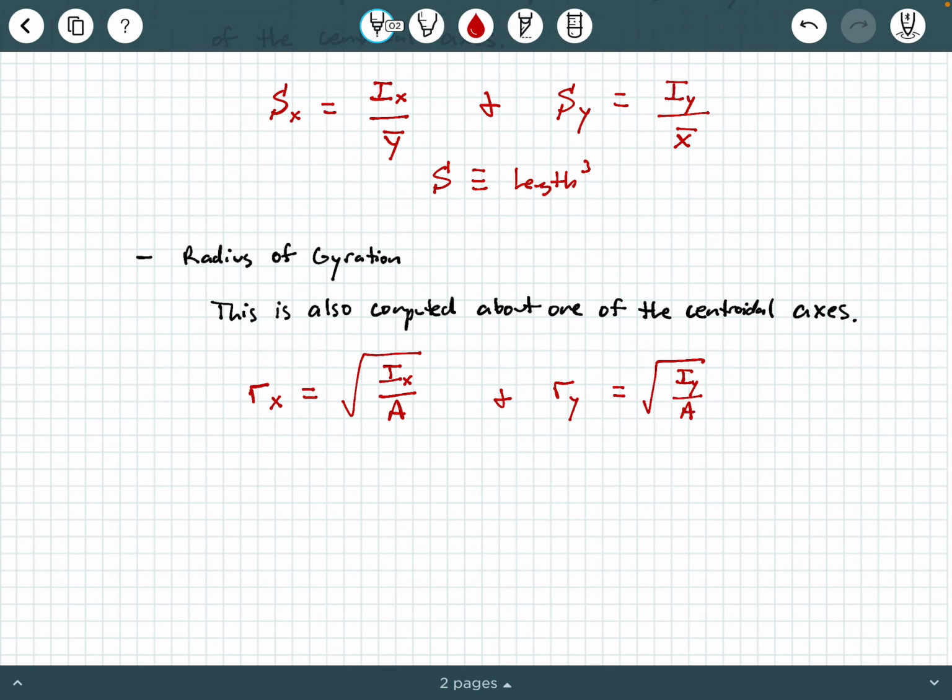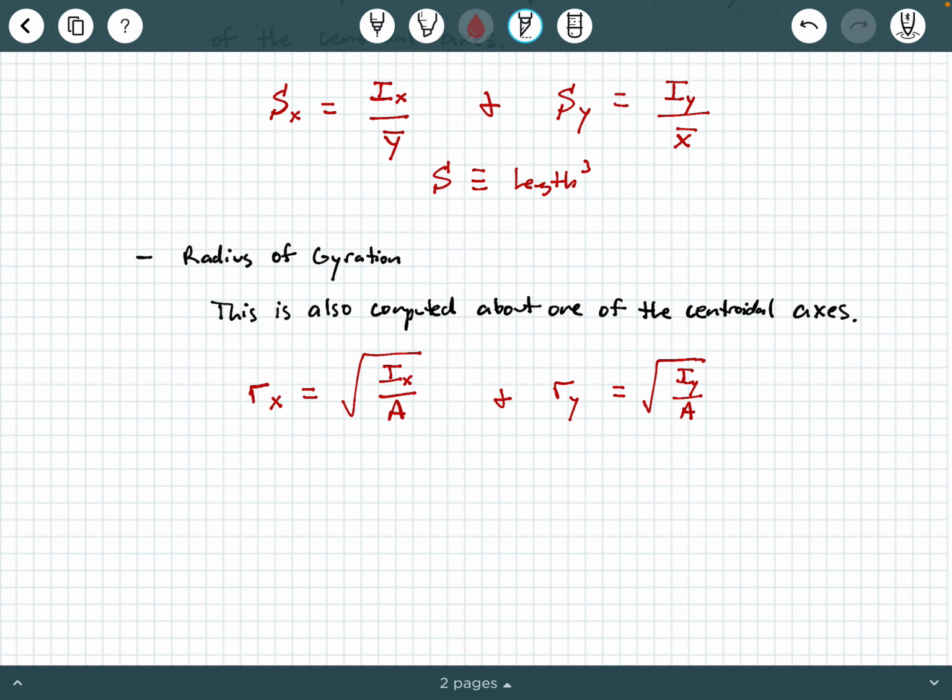So the way we calculate radius of gyration about a particular centroidal axis is we take the square root of the moment of inertia about that same centroidal axis divided by the total cross-section area of the shape. And all of that is underneath this radical sign, okay? And then similarly, we have r sub y computed as the square root of I sub y over A, okay?